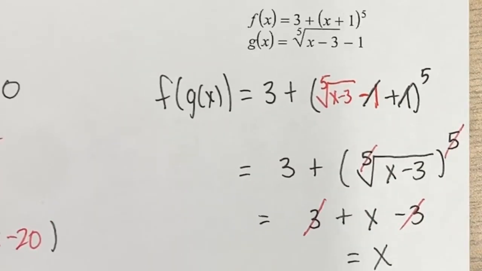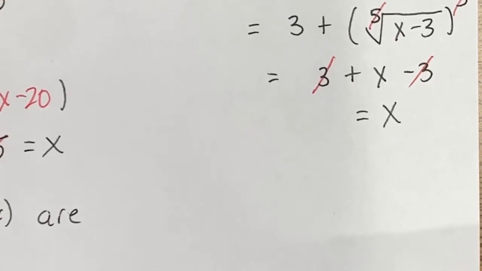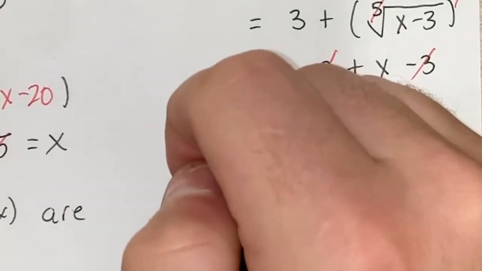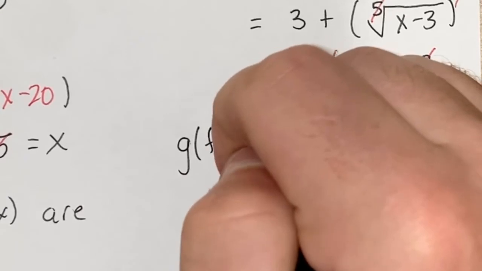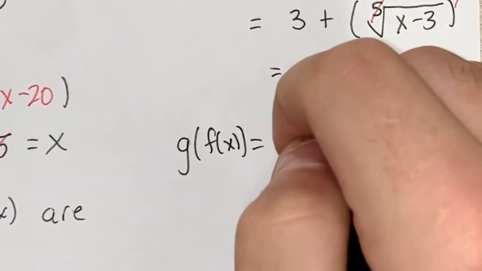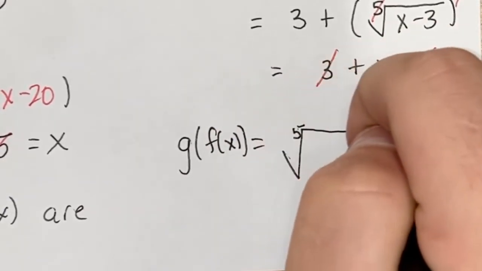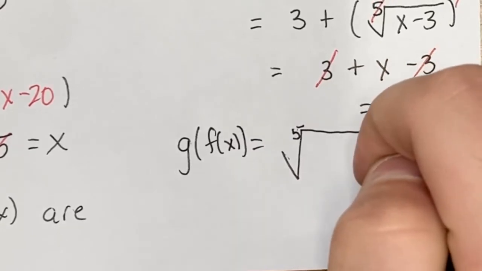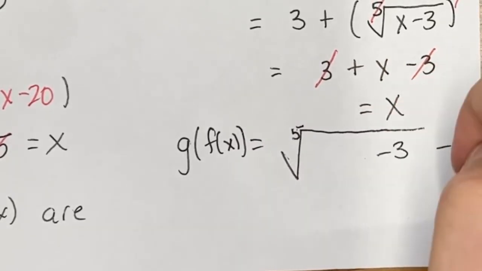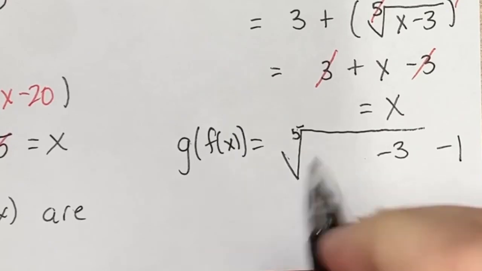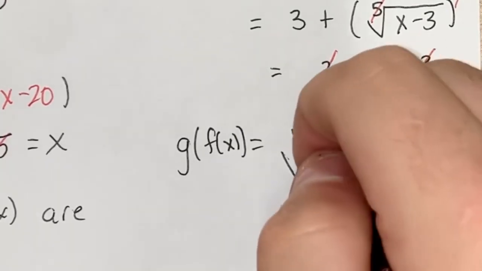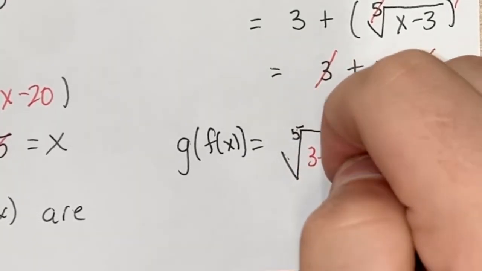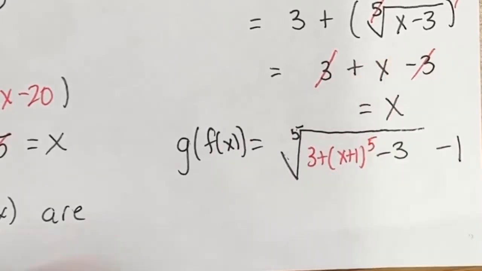We would also need to verify the other way, g of f of x. I'll show that very quickly. G of f of x would be equal to the 5th root of x minus 3, minus 1. X was there, but we're going to replace that with f of x, which is 3 plus the quantity x plus 1 raised to the 5th power.